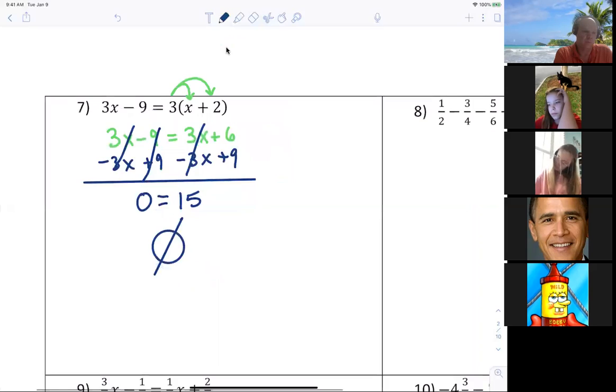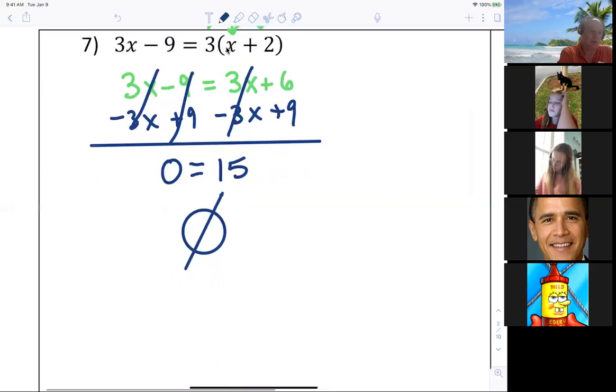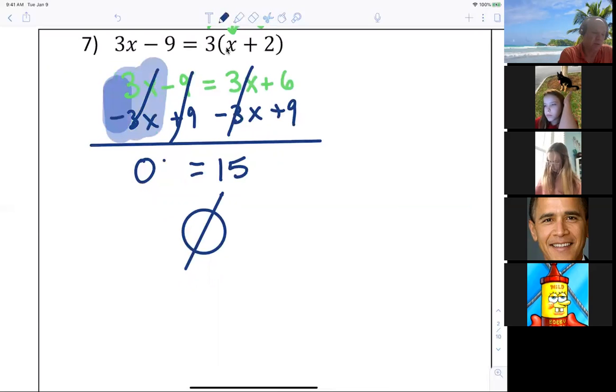Couldn't you mistake it and say x equals 15? Yeah, you can. Absolutely mistake that. It's important to understand what is 3x minus 3x? 0x. Now watch. That's a good question, Tucker. Good job, buddy. 0x. 0 times what is 15? Nothing. That's why it's no solution. Okay.